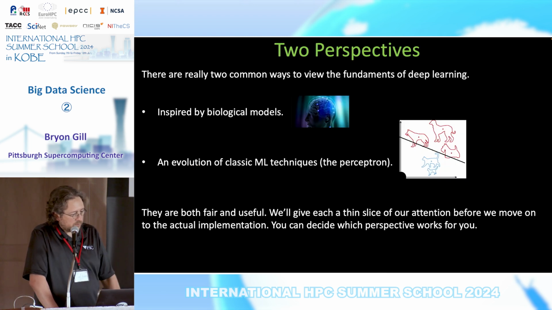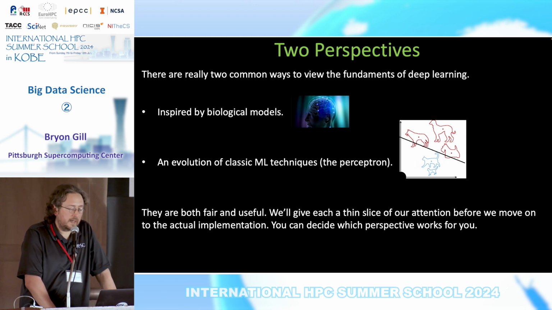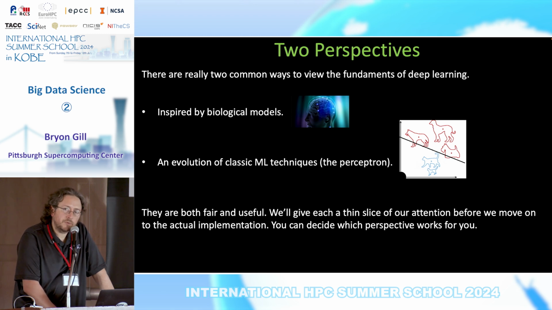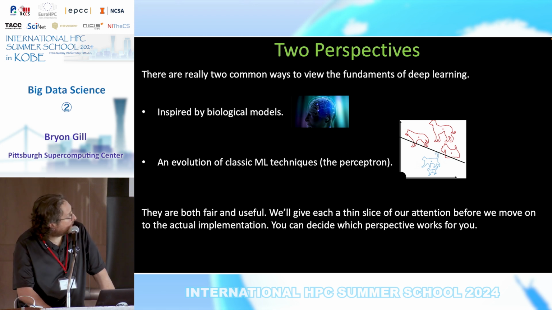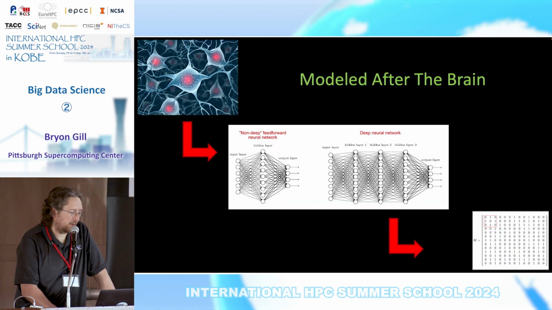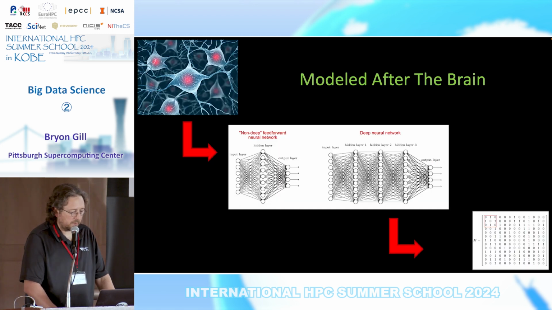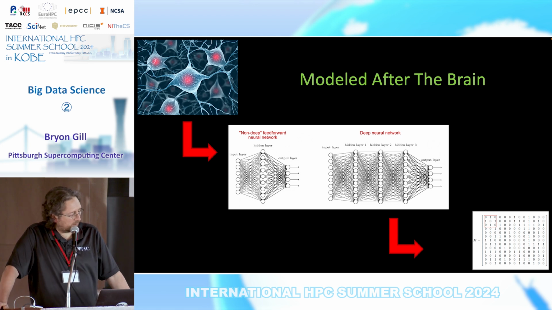So there are two perspectives on the fundamentals of deep learning. One way of looking at it is that it's inspired by biological models, that we're trying to model the way that synapses and neurons actually work. Another is to look at it as an evolution of classic machine learning techniques, like the perceptron, for instance. They're both fair and useful. We'll give each a slice of our attention and move on to the implementation. You can have your peanut butter in your chocolate and your chocolate in your peanut butter. You don't really have to think of it one particular way, but maybe it's easier for understanding if you take it in the way that you like.